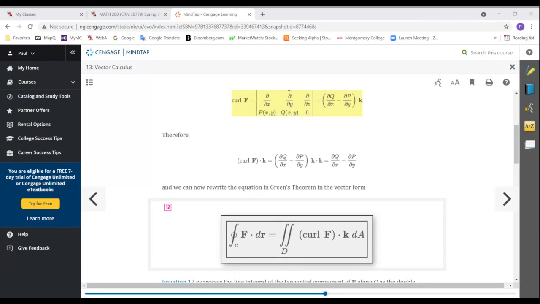Has anybody seen that maybe in another class? I doubt you would have seen that yet. All right. Well, of course, you're taking this class, and so you'll see it in the future. It's just a nice, compact way to represent Green's theorem, and I just thought you should see it. Okay. So what I'd like to do is an example here.